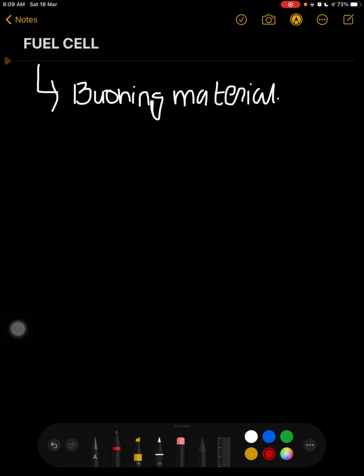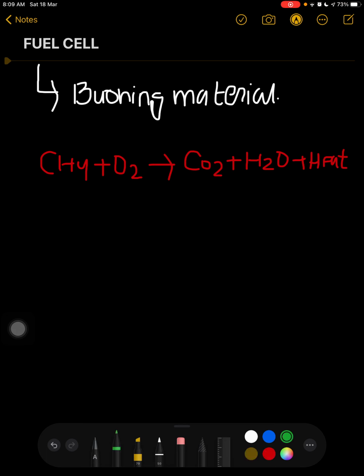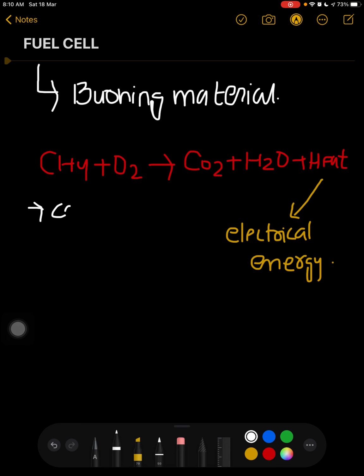Now let's take an example. For example, we have methane, right? Methane is a fuel. When methane combines with oxygen, it gives us carbon dioxide, water, and heat energy, right? And in the fuel cell, basically we convert this heat energy into electrical energy. This is the basic work of a fuel cell, right?